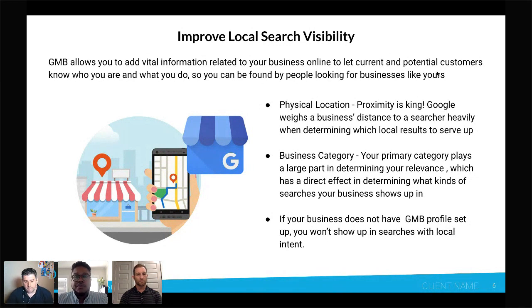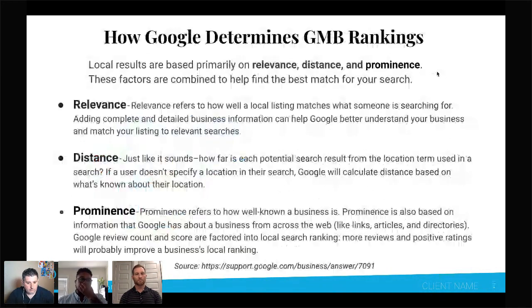Okay, moving on. So this is kind of the lifeblood of why Google is so important. Google My Business is so important for local SEO. And three main factors for how Google determines where it ranks your listing are relevance, distance, and prominence. So the first key point is relevance, which is how well does this local listing match the criteria for what someone is searching for?